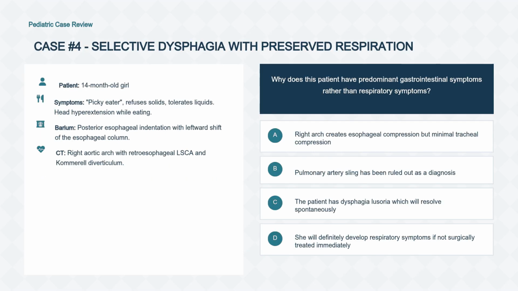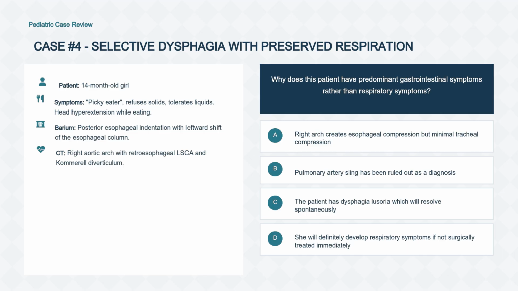Question 4. Selective dysphagia. A 14-month-old girl is a picky eater who refuses solids but tolerates liquids. She hyperextends her head while eating. A barium swallow shows posterior esophageal indentation. Why does this patient have predominant gastrointestinal symptoms rather than respiratory symptoms?